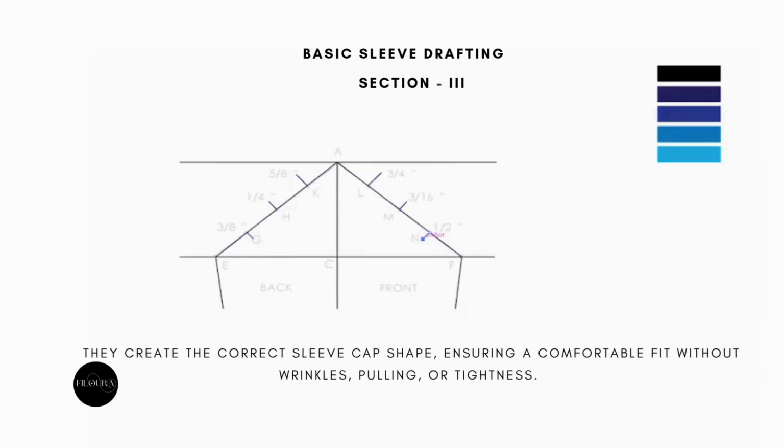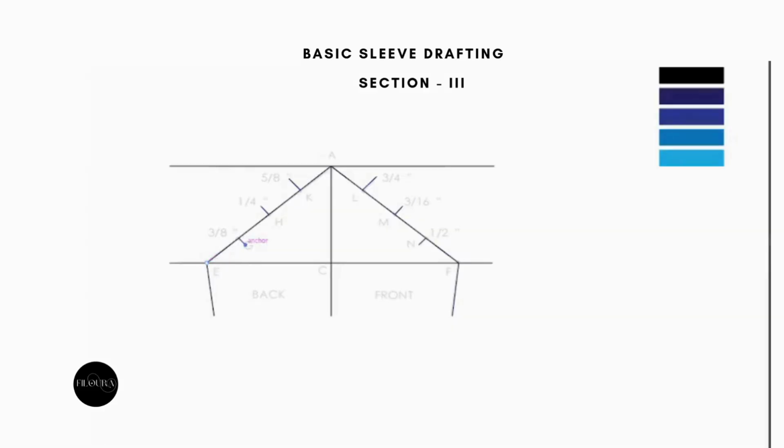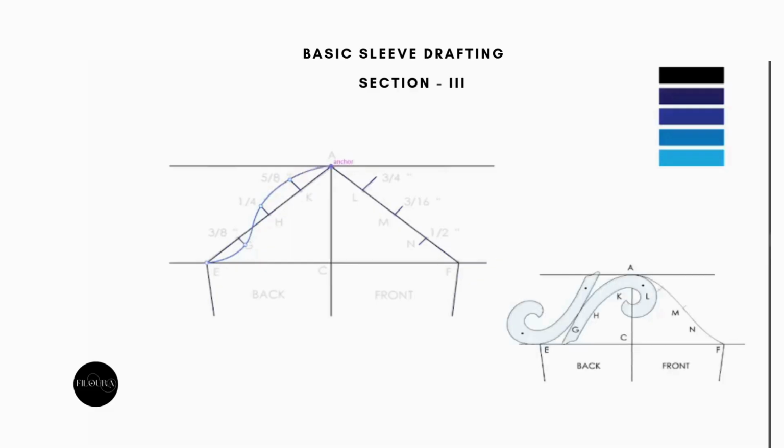These small adjustments are extremely important because they create the correct shape and ensure a comfortable fit without any wrinkles, pulling or tightness when we join the sleeves with the bodies. Now use a French curve to draw the front sleeve shape. If you are drafting digitally, simply follow the same reference curve. I will also display a reference image showing the correct placement of the French curve here for your reference.